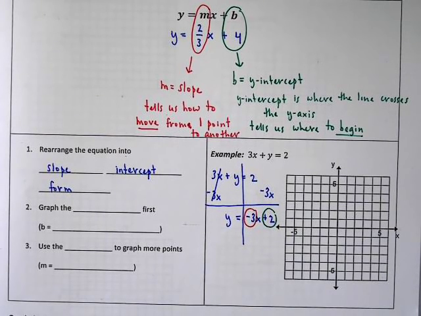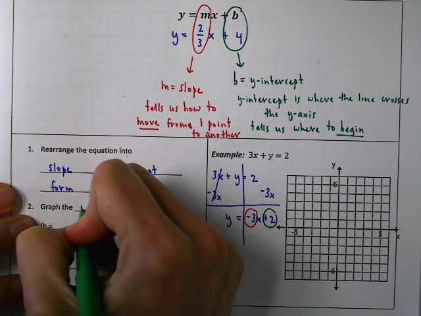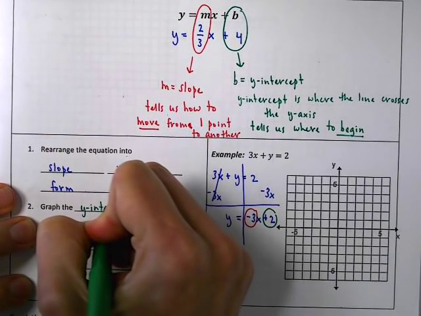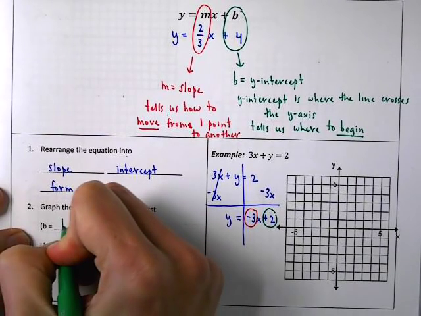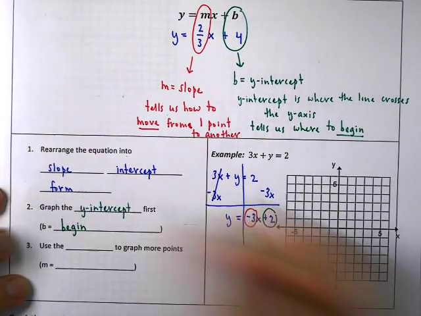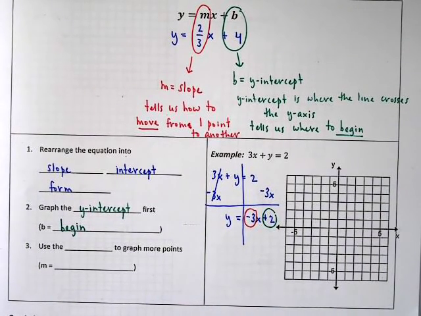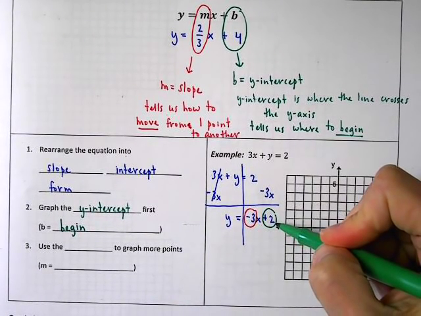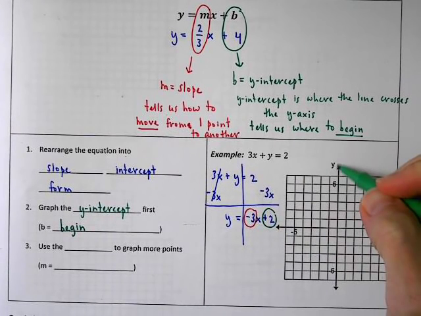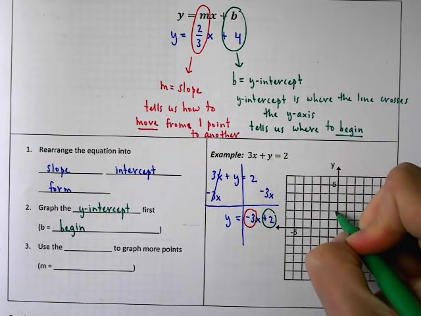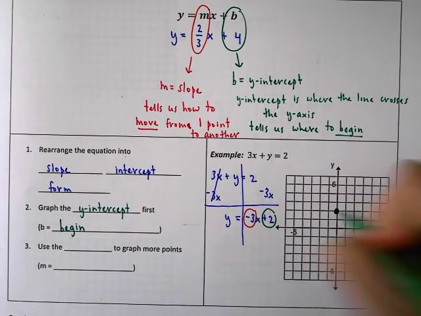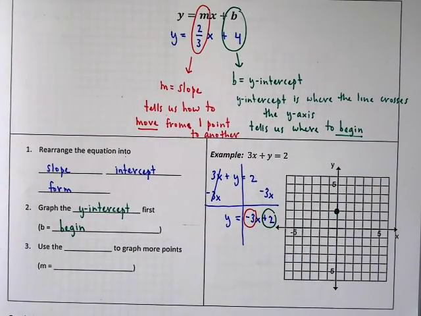So here's how this is going to work. We're going to graph the y-intercept first. Because remember, b equals begin. That's why we start with our y-intercept. So in this case, our y-intercept was 2, so that means on the y-axis here, I find where y has a value of positive 2, and I'm going to make a point there. So now I've graphed my y-intercept.